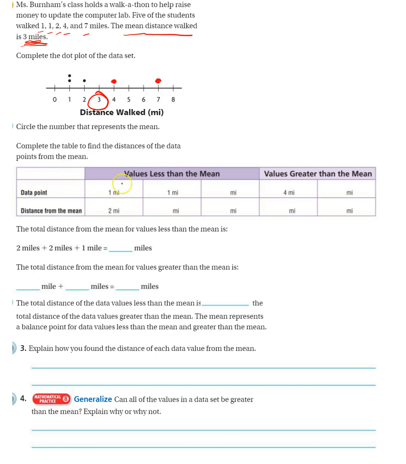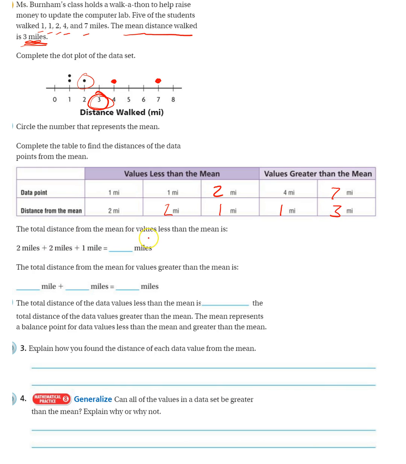Okay. So the first person walked 1, and that was 2 away from the mean or the average, so 3. Another person walked 1, which again was 2 miles away from the mean. Oh, whoops, I'm sorry. This was supposed to be my 2. This was my 2 guy, and that is 1. And then 4, and that is 1 mile away. And then 7 miles, which was 3 miles away.